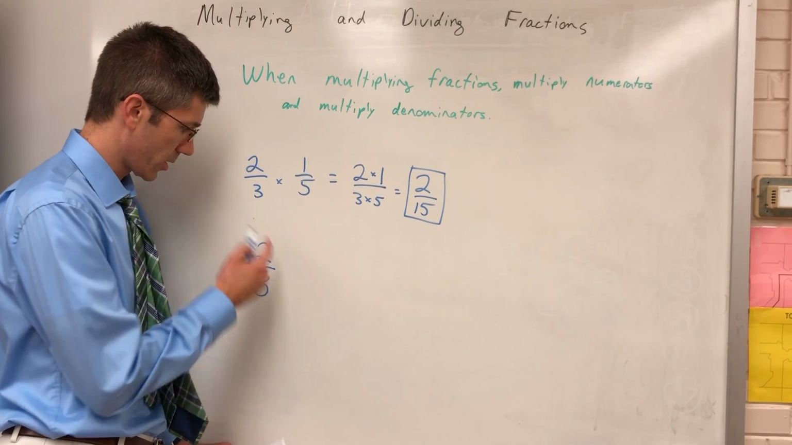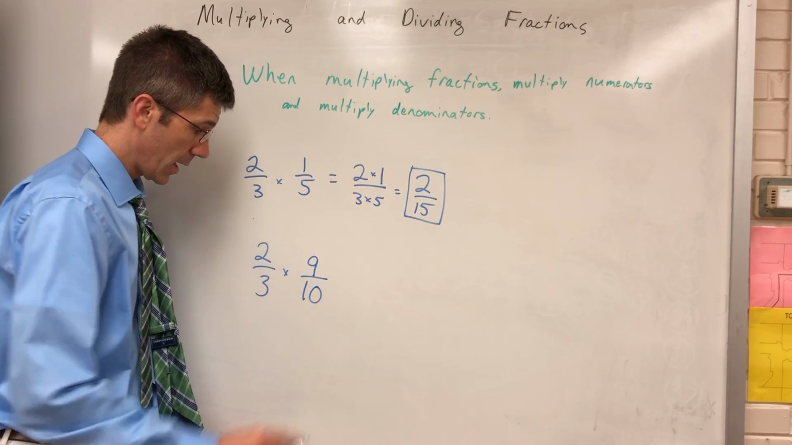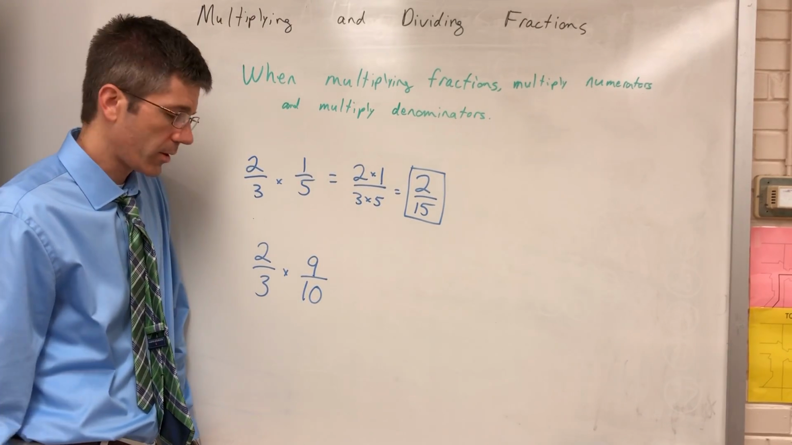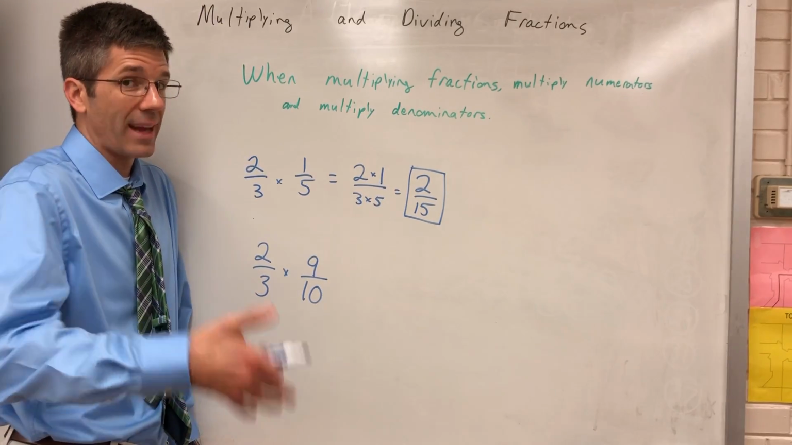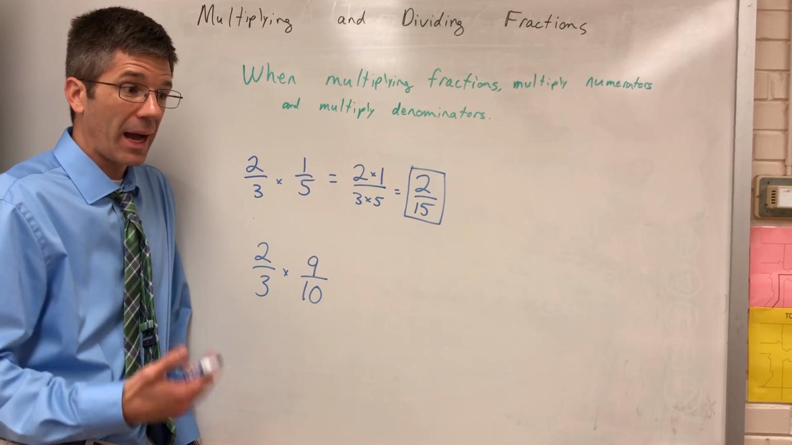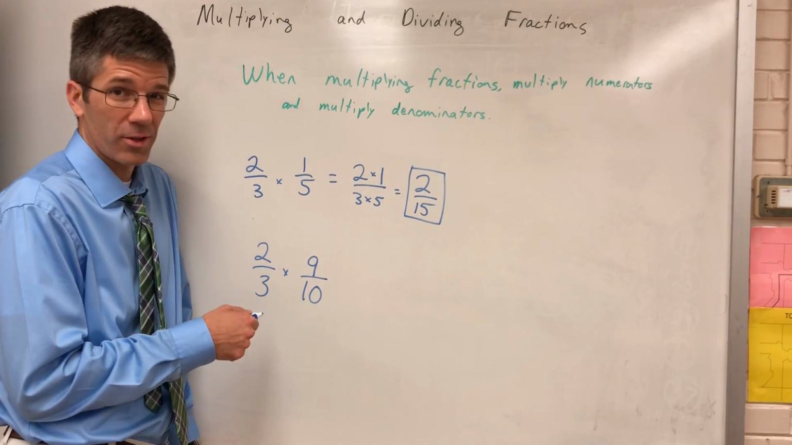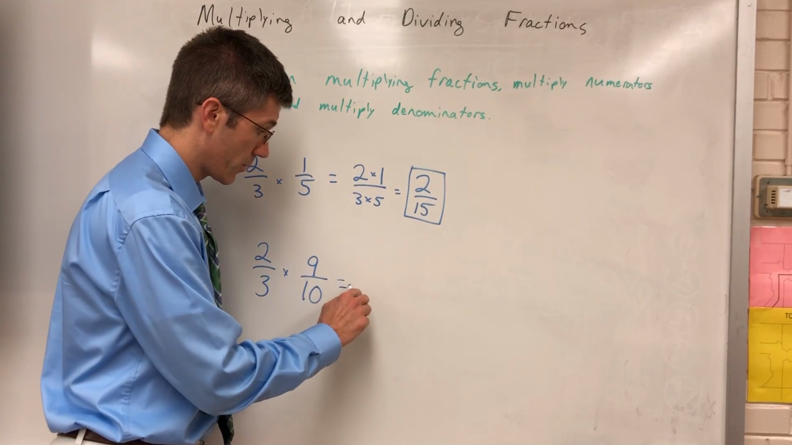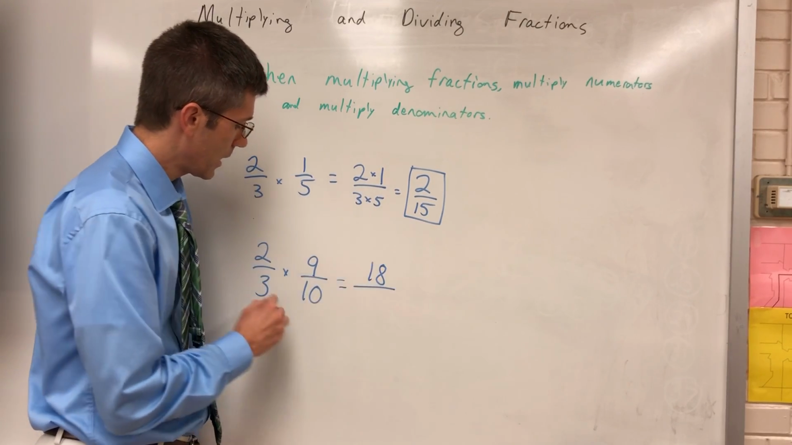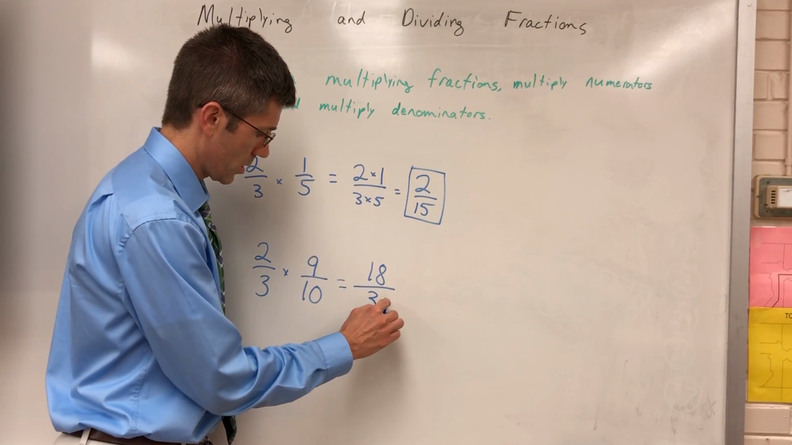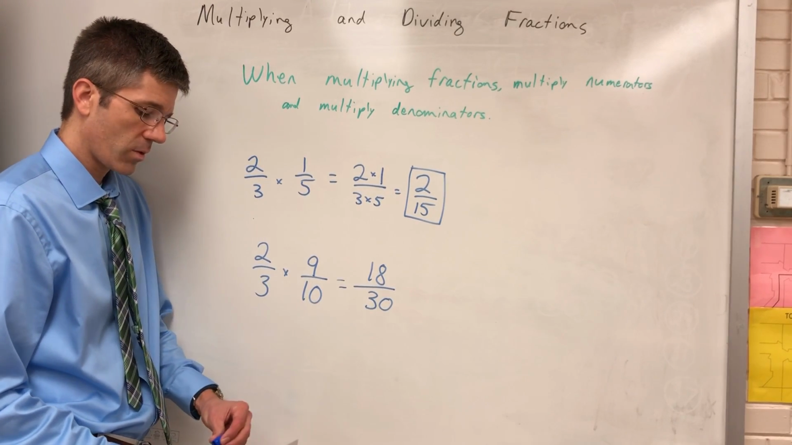Okay. Let's do it again. 2/3, ignore this dot on the board, times 9/10. And now things are going to get a little bit different. Okay, we have a couple options here. I can reduce now, or I can reduce later. I might make a habit of reducing now. However, the first one that I do like this, I'm going to just go ahead and reduce it later. So 2 times 9, so 18, and 3 times 10, 30. And there we go. We have 18/30.